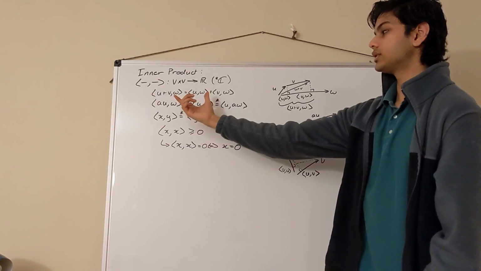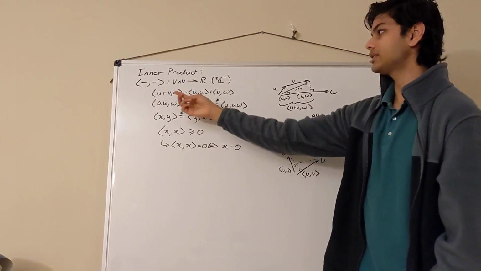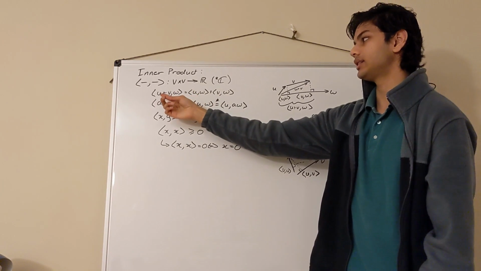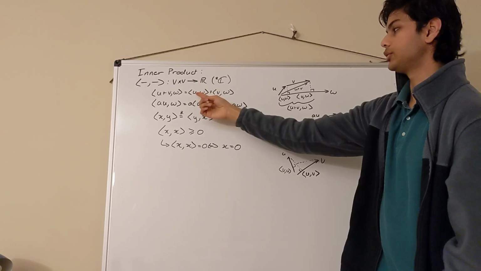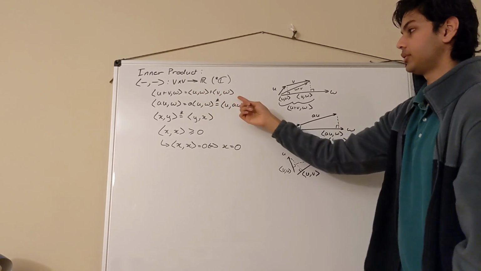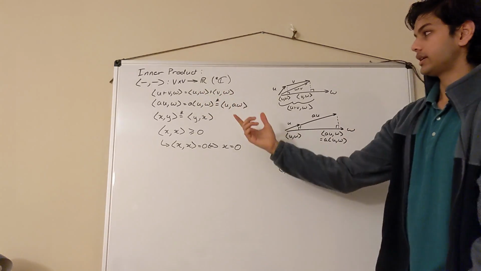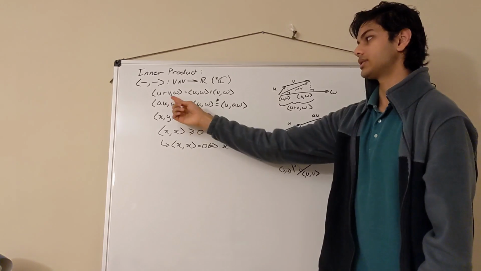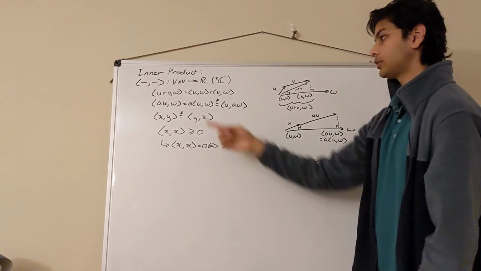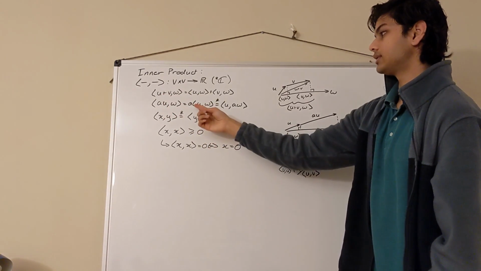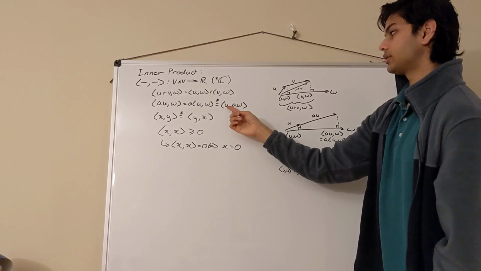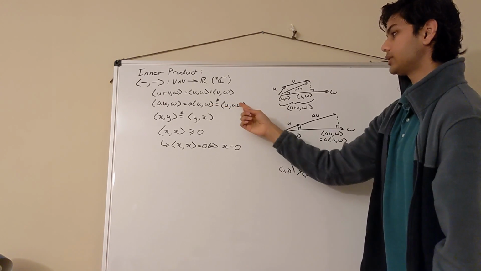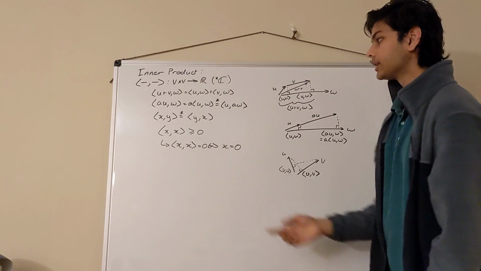So the first axiom is that if you take the inner product of u plus v comma w, then that's the inner product of u with w plus the inner product of v with w. The second axiom is that if you scale up u by some scalar a, so a is a real number, then this is a times the inner product of u with w, which is the inner product of u with w scaled up by the same number a.